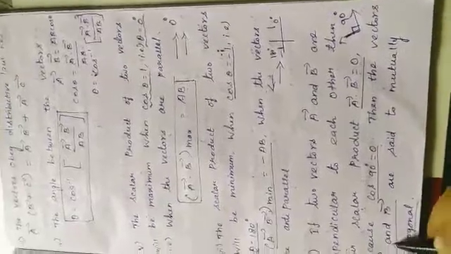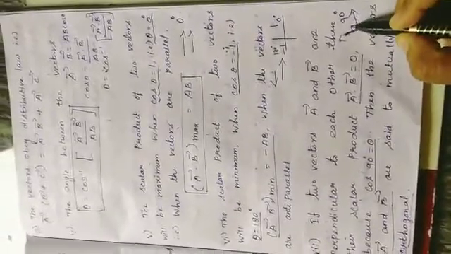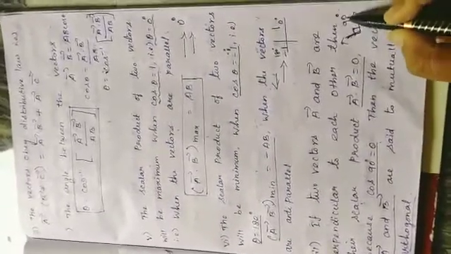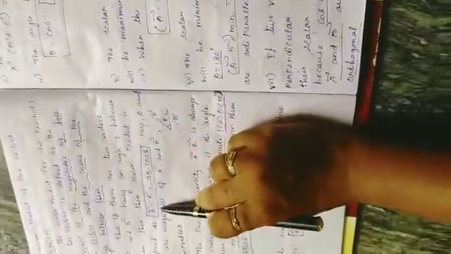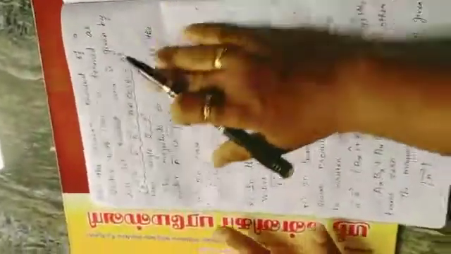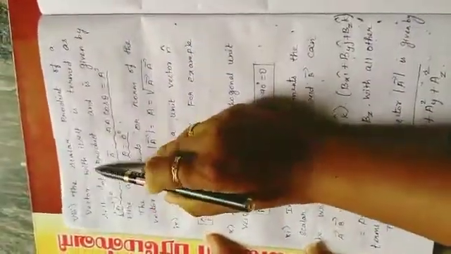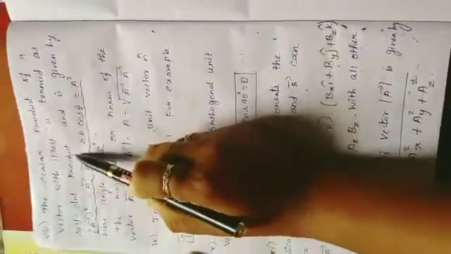So the vectors A vector and B vector are said to be mutually orthogonal, because the angle between the two vectors is 90 degrees, and cos 90 degrees is equal to 0. When we apply cos 90, that is theta equal to 90, we get 0. So vector A dot vector B is equal to 0.